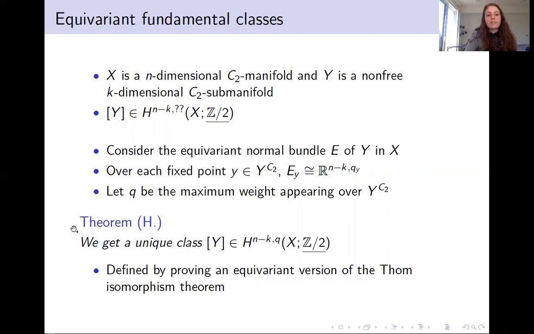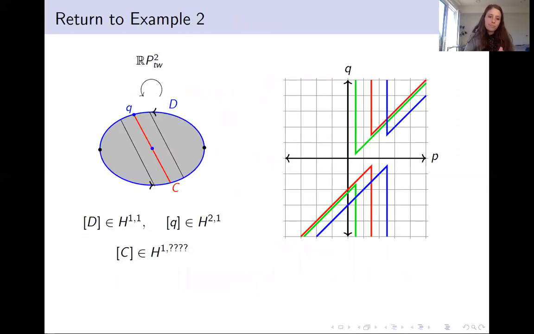Really this is a construction, and the theorem was that there's a Thom isomorphism theorem in this setting of Z2, or something like a Thom isomorphism. Here we were confused about what this weight should be. What the previous slide told us is we should look at the fixed set of our submanifold, so that's this point and this point. Over this point, the weight of the representation is 1. Over this point, the weight of the representation is 0.